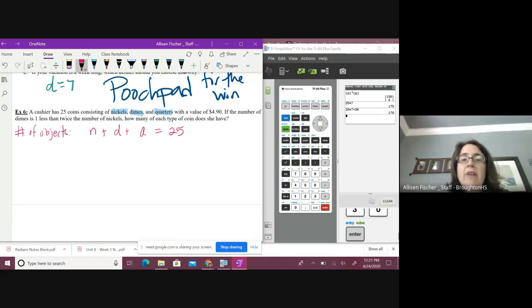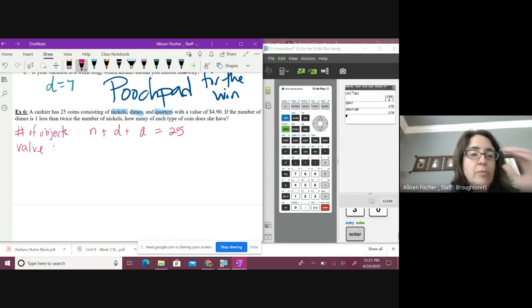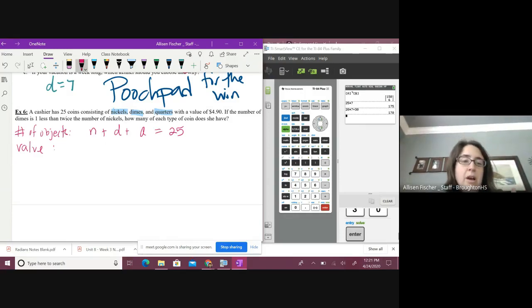And then it says with a value of $4.90. So that's a second equation to talk about the value of your coins. So this is a value equation. So for the value equation, you then need to set up how much each of these is going to be worth. So if I had, for example, 10 nickels, how much money would I have?